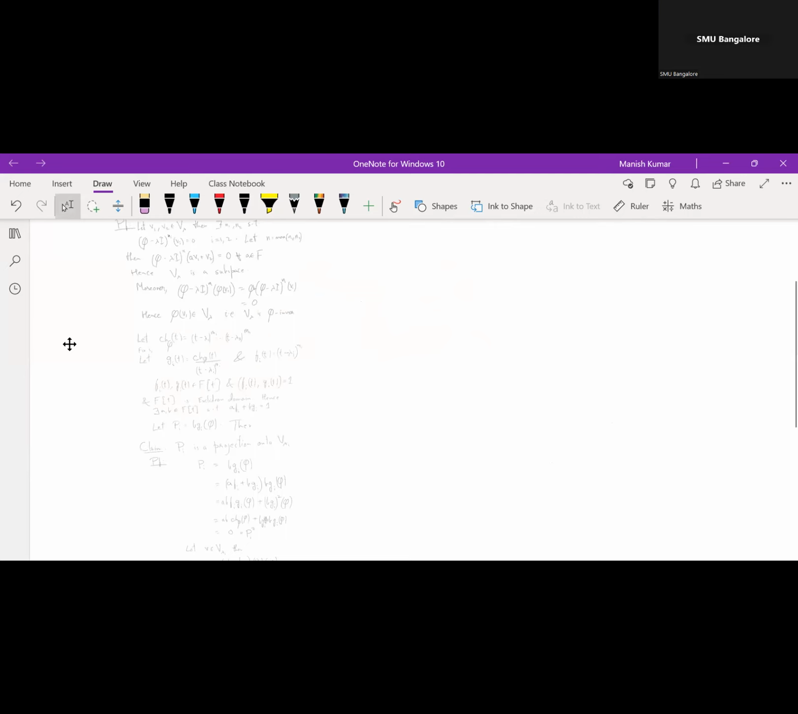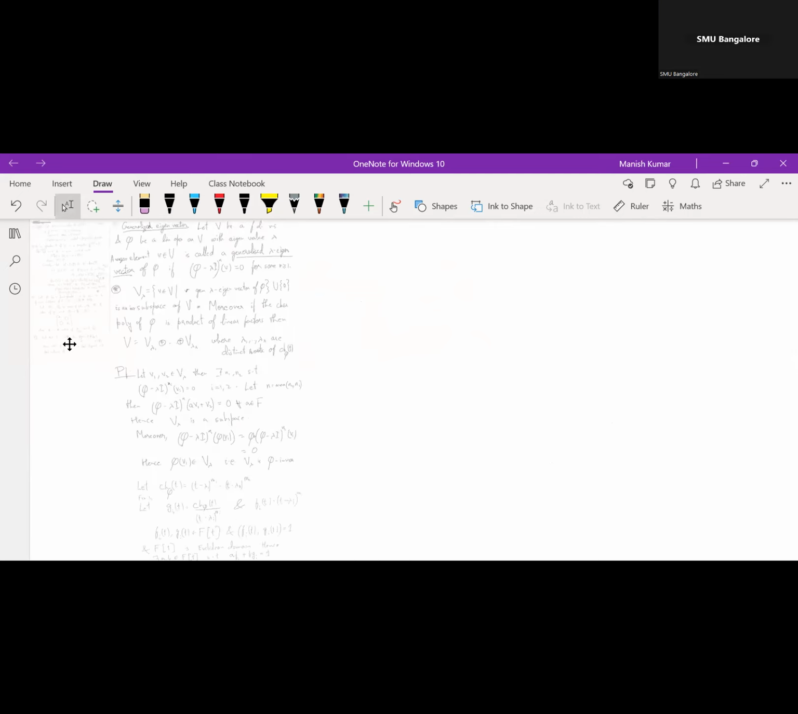Now we are still trying to prove that V is the direct sum of the V lambda i's. So now it will be easy. I'll apply this induction argument. We can factor out one V lambda one out of it.